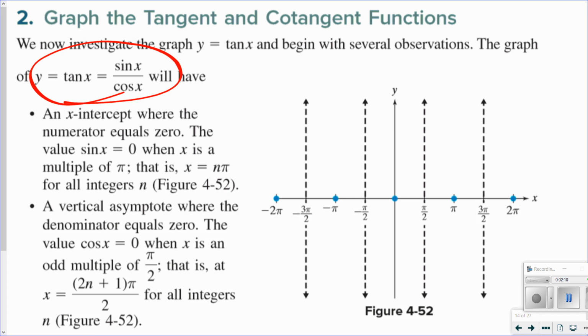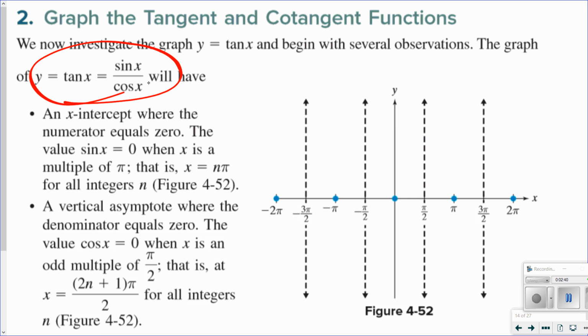As far as vertical asymptotes go, they will go where the denominator equals 0, in this case where cosine is 0. Cosine is the x-coordinate, and that is 0 at pi over 2, 3 pi over 2, negative pi over 2 and negative 3 pi over 2. So odd multiples of pi over 2. That is where the vertical asymptotes go.